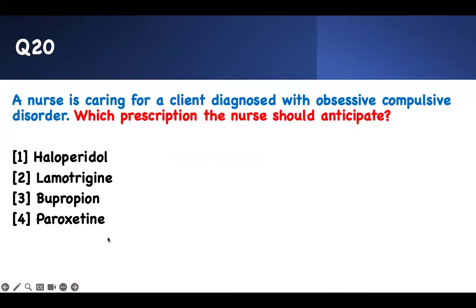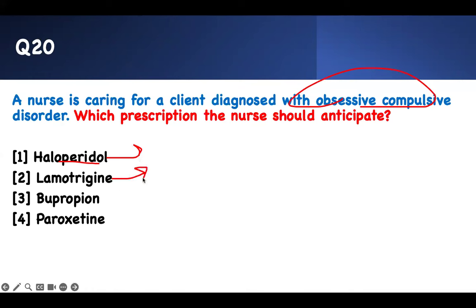And this is caring for a client diagnosed with obsessive compulsive disorder. Which prescription should the nurse anticipate? Let me show you some test taking strategy, right? Obsessive compulsive is a mental health problem. Then you look at the answer choices. They're asking you which one. I see allopurinol. Is it a psychotic problem? If you've heard it before, yeah, you got to pick it.